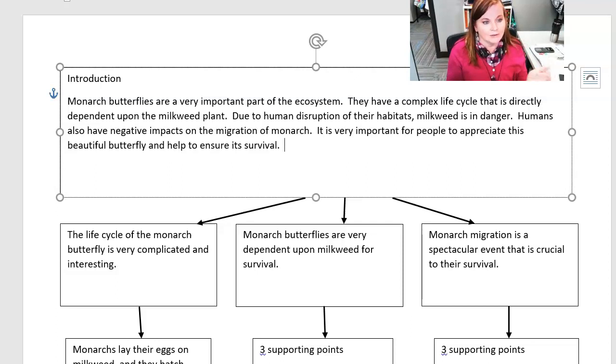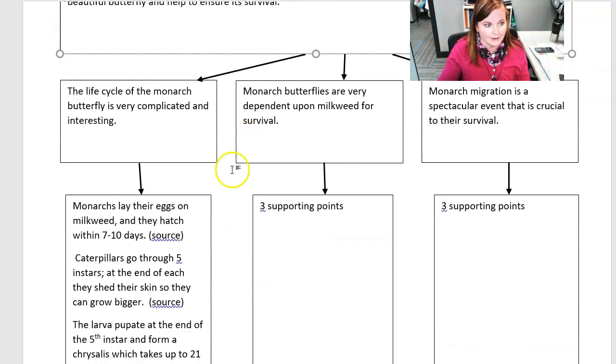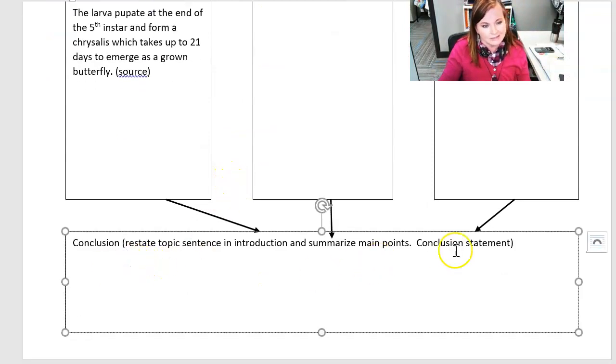So really, I allude to the fact that I'm going to be talking about their habitats, about milkweed, about their migration, but I don't say in this paper I am going to be discussing blah, blah, and blah. I just give some paragraphs on that, right? And then your conclusion does more of that restating things. I might say monarchs are an important part. Monarchs are a beautiful species of butterfly that needs to be protected.